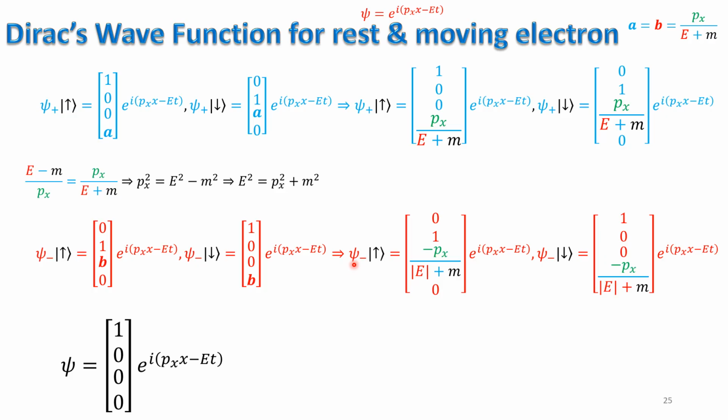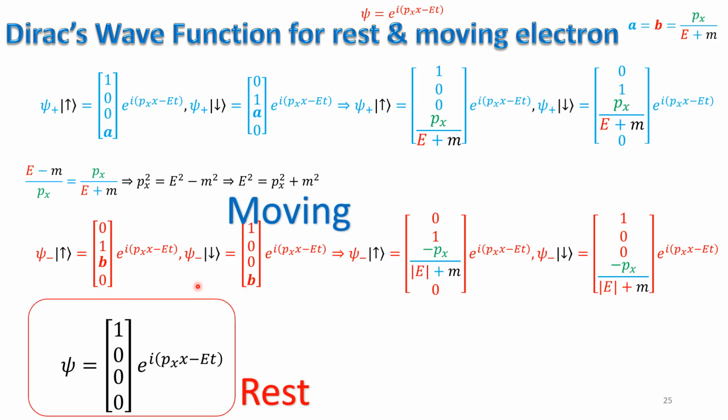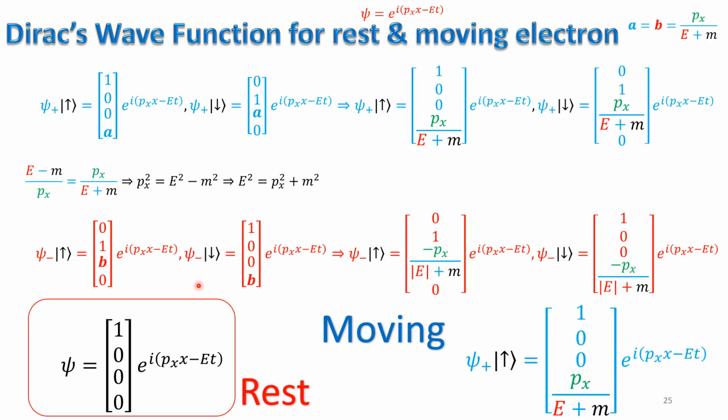So in general, for an electron at rest, the wave function psi appears like this, while for a moving electron it has non-zero momentum, and the positive energy solution with most abundantly found spin-up electron, the wave function will appear as on your screen.